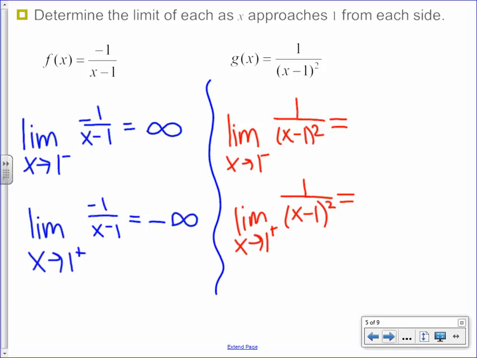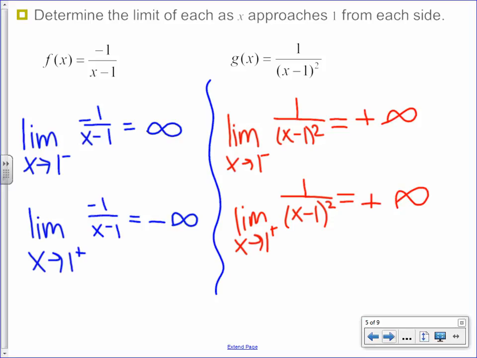Direct substitution wouldn't be so awesome because we'd have 1 divided by 0, right? But we have 1 divided by 0 in the positive or negative direction. If we plug in numbers just to the left of 1, what kind of numbers are we going to get here? Positive. Would they both be positive?